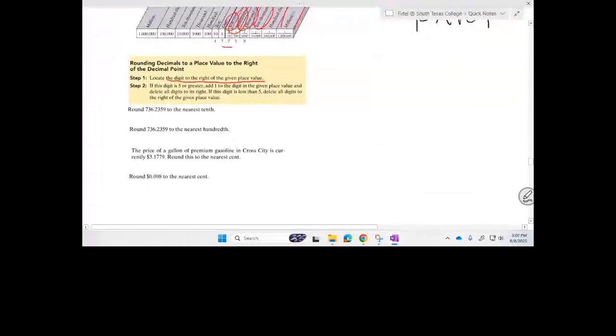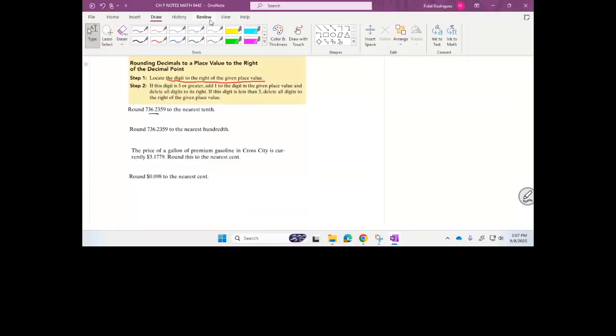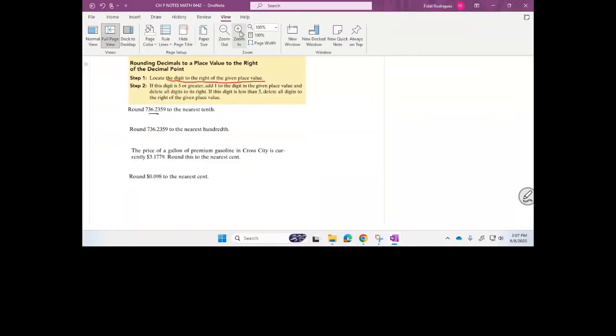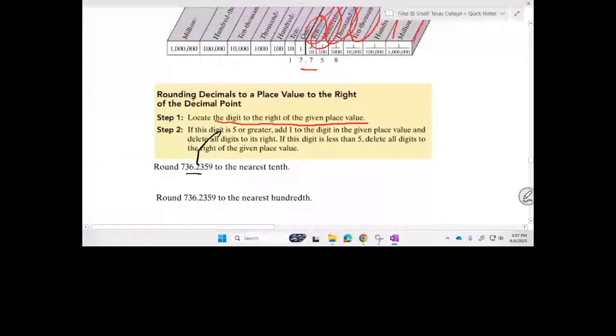All right, the nearest tenth is the digit 2. So what I need to figure out is I got to look at the number to the right of the 2. Let me zoom in a little bit so we can see that maybe a little bit better. Okay, so I'm looking at the 2. I'm going to look at the number to the right of the 2. The number to the right of the 2 is a 3. Since that number is smaller than 5, I'm going to scratch everything to the right of the 3, and I'm going to write 736.2. Okay.